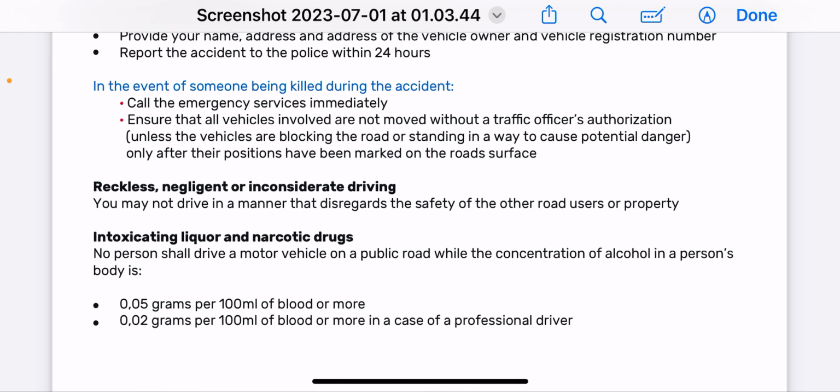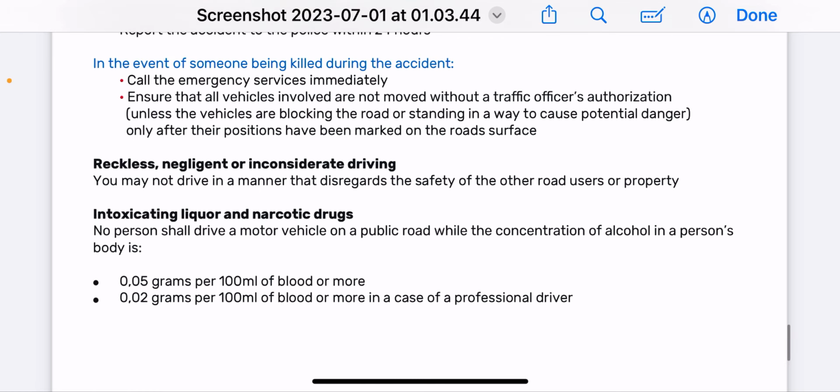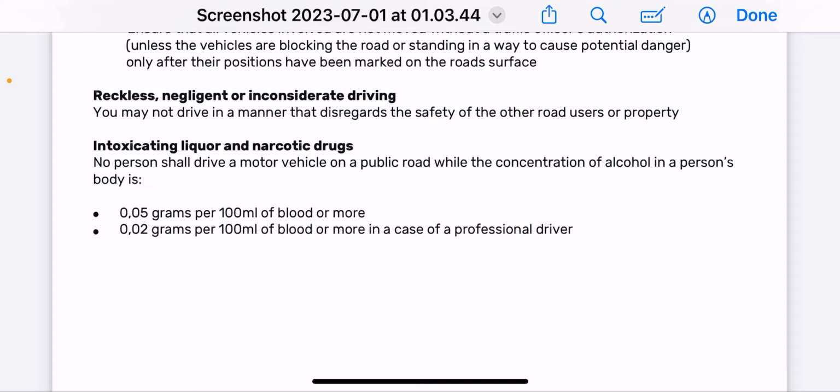Okay. And then we have reckless, negligent, or inconsiderate driving. You may not drive in a manner that disregards the safety of other road users or property.